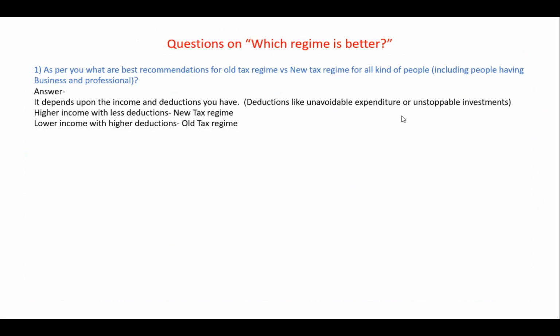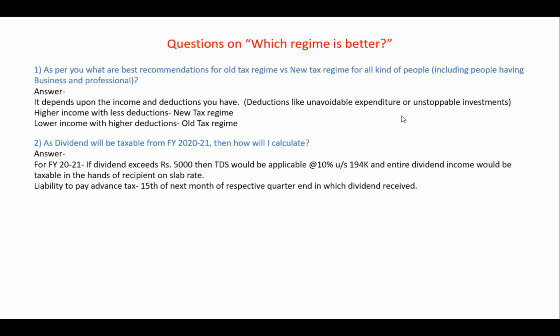Now let's discuss this chart and a few questions. Which regime is better? As per you, what is the best recommendation between the old tax regime and the new tax regime? Actually, it depends upon the income and deductions you have. It is case to case. If you have more unavoidable expenditure and unstoppable investments and lower income, then the old tax regime would be better. If you have higher income with fewer deductions, the new tax regime would be better.